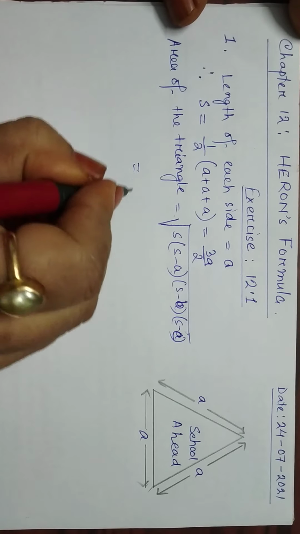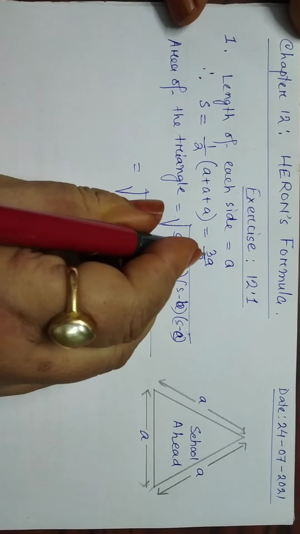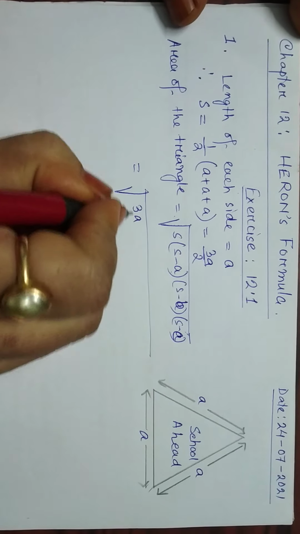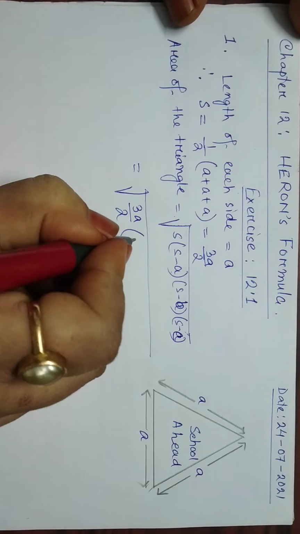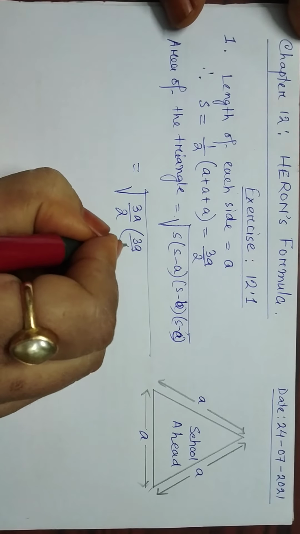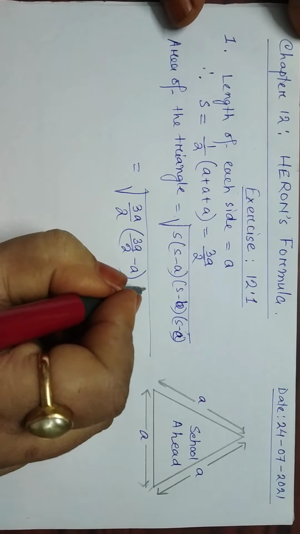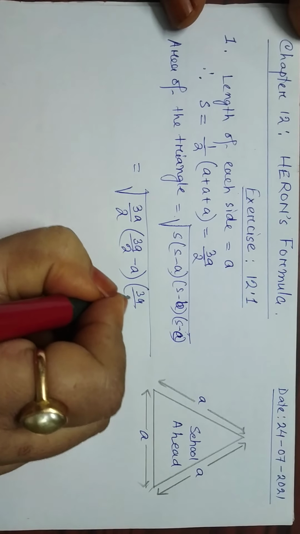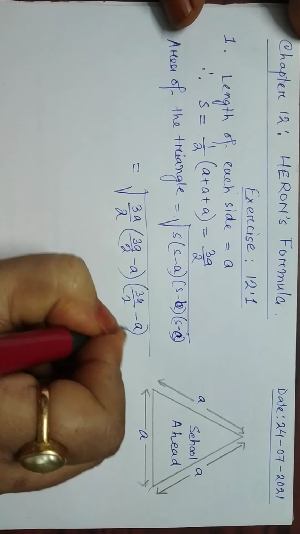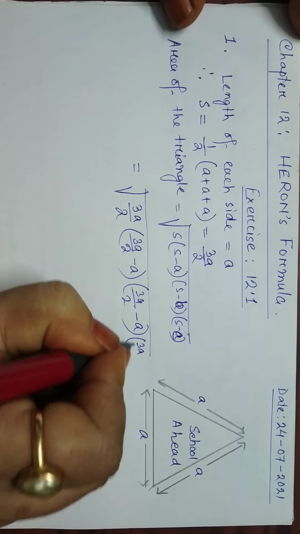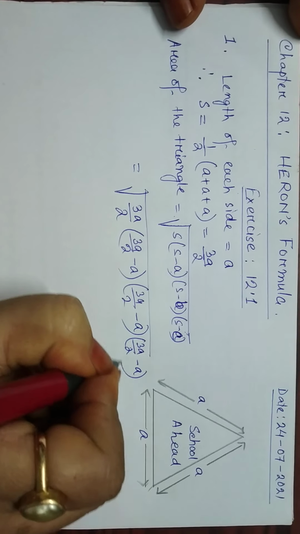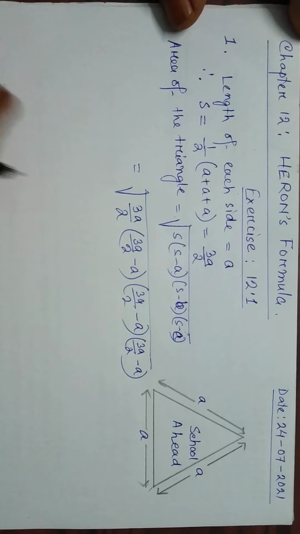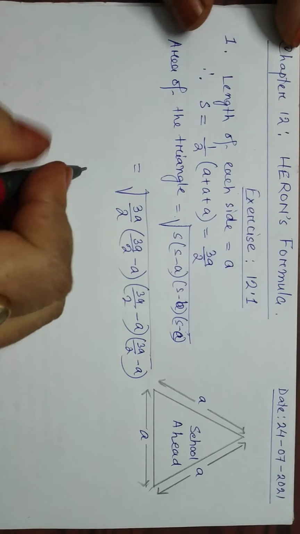Now here S means what? S means 3A by 2. And here also 3A by 2 minus A, this one also 3A by 2 minus A, and this one also 3A by 2 minus A. We put the value of S and the length of the sides.